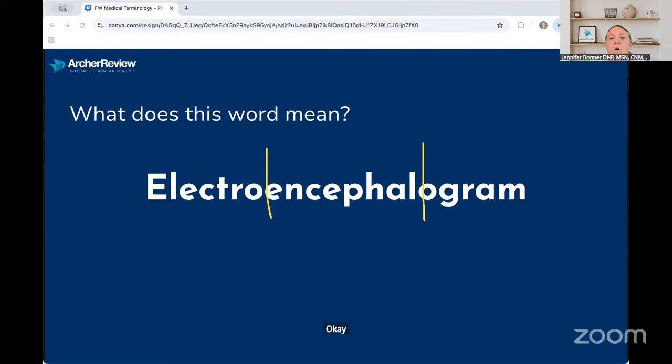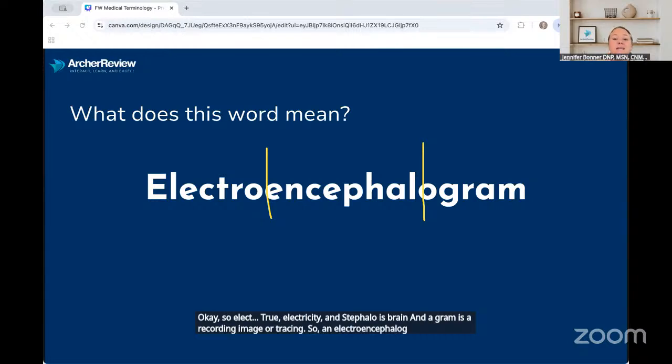Okay. So electro is electricity, and cephalo is brain, and a gram is a recording, image, or tracing. So an electroencephalogram is a test that measures and records the electrical activity of the brain. A lot of times we use this to diagnose epilepsy, sleep disorders, even brain activity after a trauma or anesthesia. Nice work. Way to go.